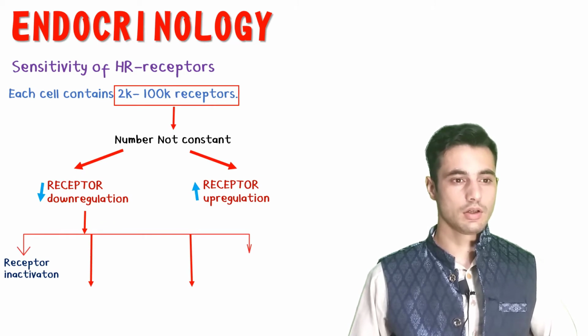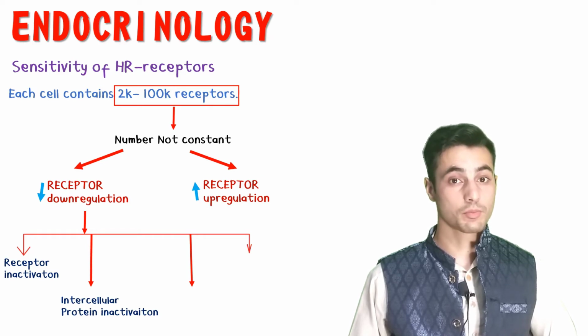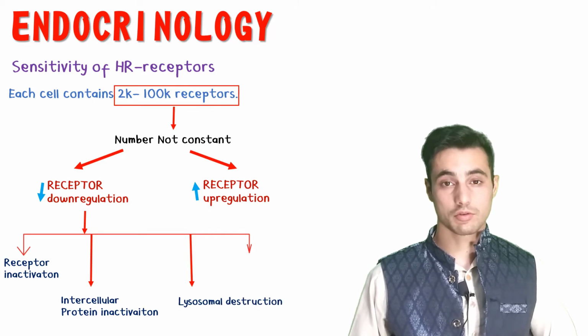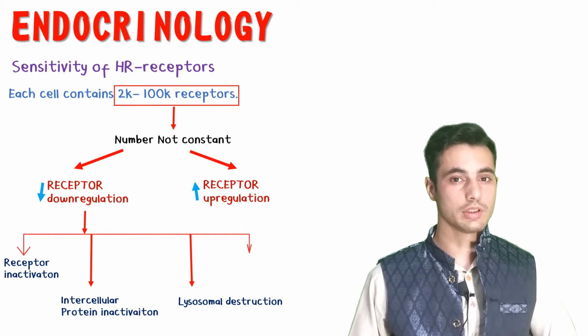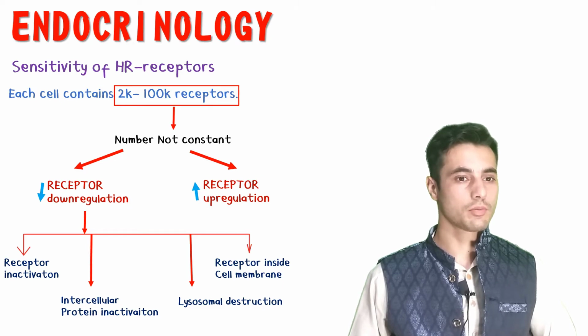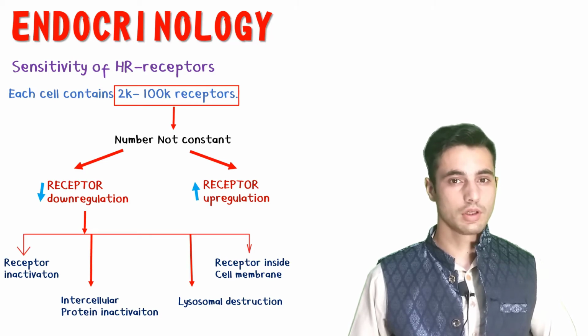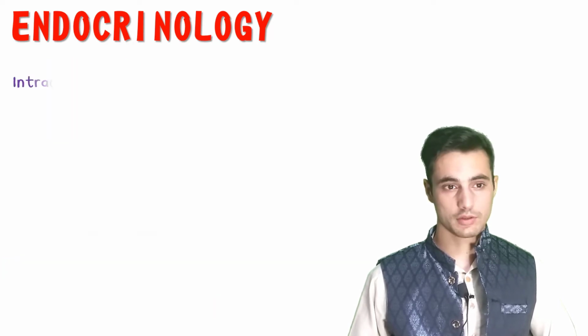Let's have a look at it. Receptor inactivation, the intracellular protein inactivation. The receptor may combine with the hormone on the outside of the cell membrane, but the intracellular part of the receptor may be inactivated and the hormone cannot perform its action. The lysosomal destruction: the lysosome will release destructive enzymes and it will destroy the hormones and the receptor inside the cell membrane. Sometimes the receptors are present on the cell membrane, but as soon as the hormone reaches the site, the receptor moves inside. So no receptor, no hormone receptor complex, no action.